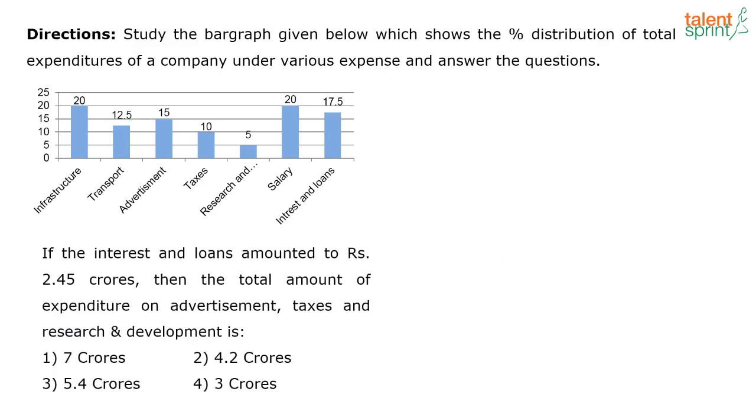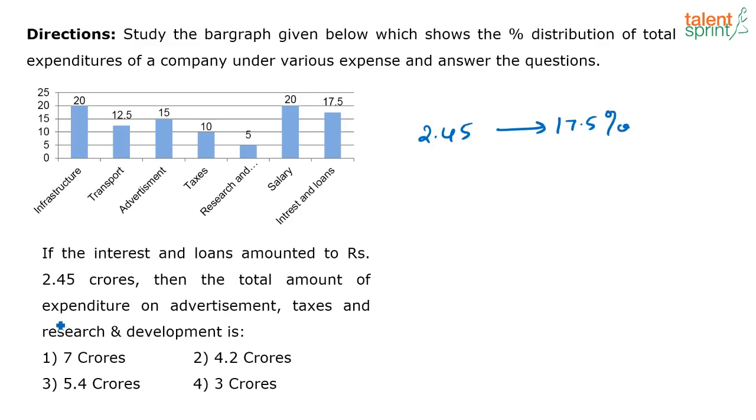Next one. See what is given here. If the interest and loans amounted to rupees 2.45 crore, then the total amount on expenditure on advertisement, taxes and research and development is dash. So what does this 2.45 crores account to? It accounts to interest and loans, right? That is 17.5% of the total expenditure, correct?